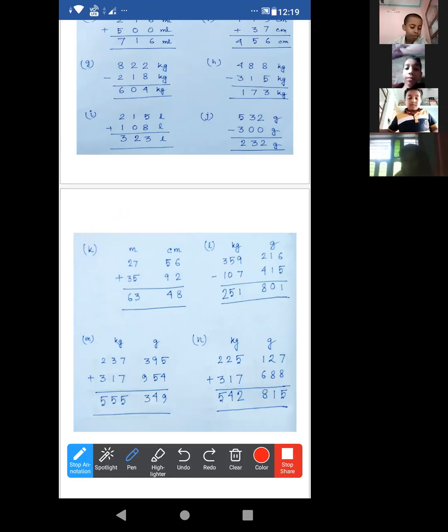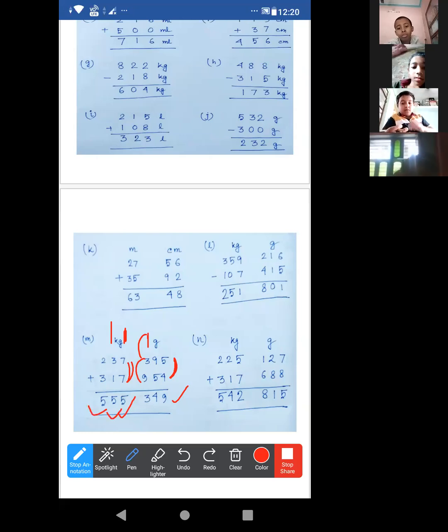First, look, normal addition. 4 plus 5, 9. 9 plus 5, 14. 1 is carried over there. Now 9 plus 3, 12 plus 1, 13. 1 is carried over there. 7 plus 7, 14 plus 1, 15. 1 carried over there. 3 plus 1 plus 1, 5. 3 plus 2, 5.